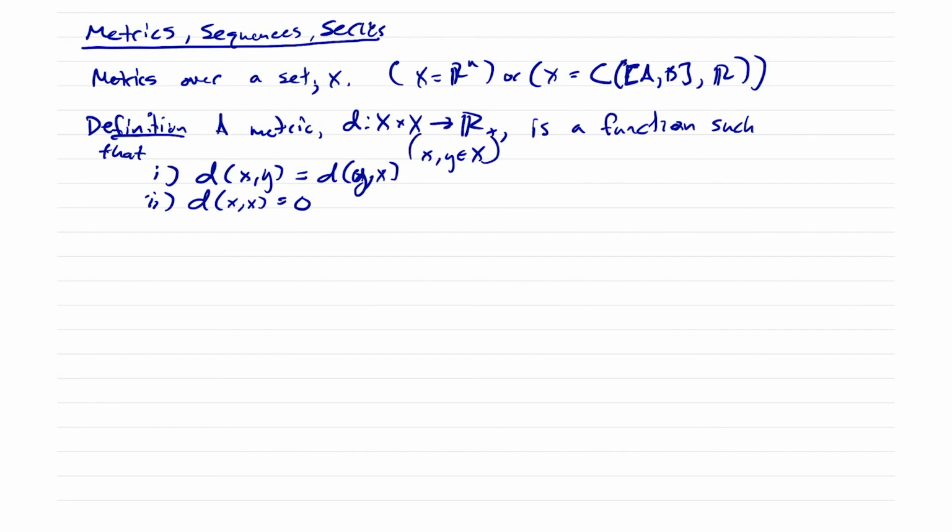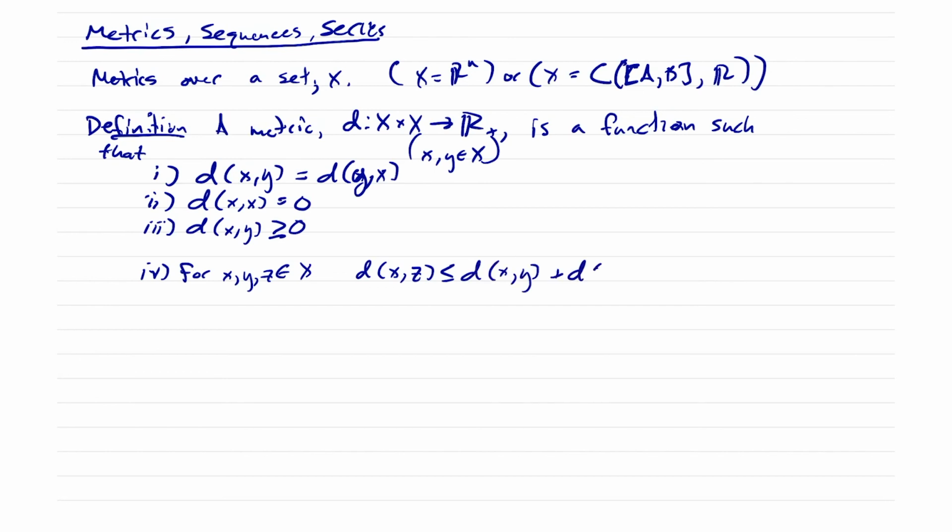In 3, we have that d(x,y) is always greater than or equal to 0. And 4, and this is called the triangle inequality, we also have for x, y, z in X that d(x,z) is going to be less than or equal to d(x,y) plus d(y,z). Okay, and so this is a metric.